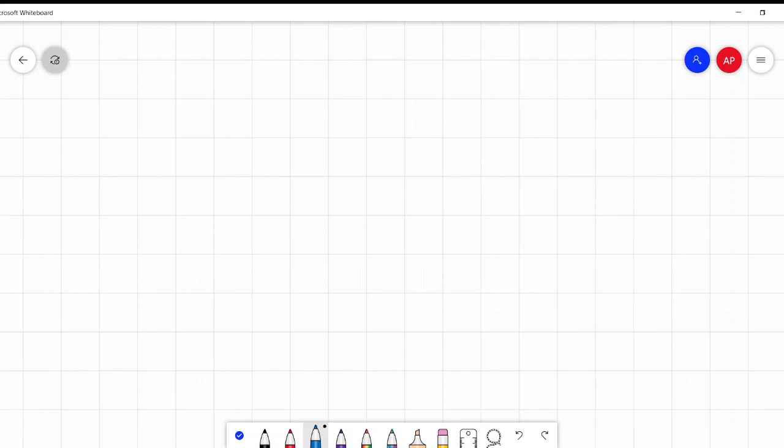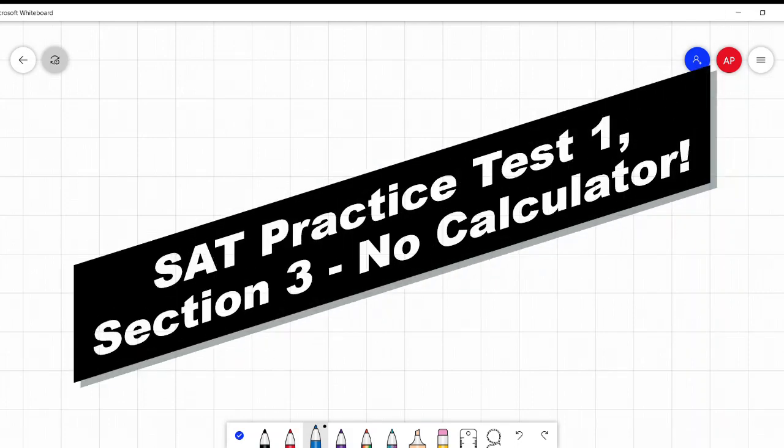Today is the SAT practice test number 1 that is currently available. This is being recorded in June 2021 and currently this is the practice test that is available free from the College Board. This is the number 1 test. This is section 3. This is the no calculator portion of the test.